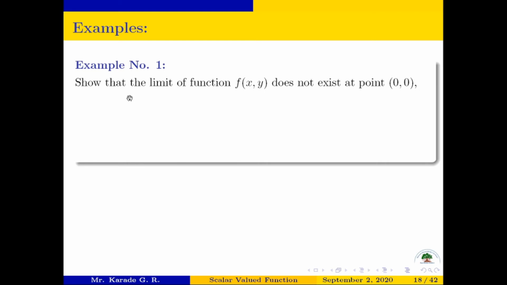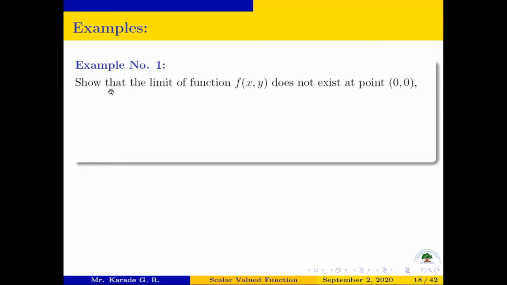Now let us take one problem. Show that the limit of function f of x comma y does not exist at point 0, 0. So we have to remember this second remark. We try to find at least one path which passes through that point, along which the limit of that function does not exist. That we have to show only.